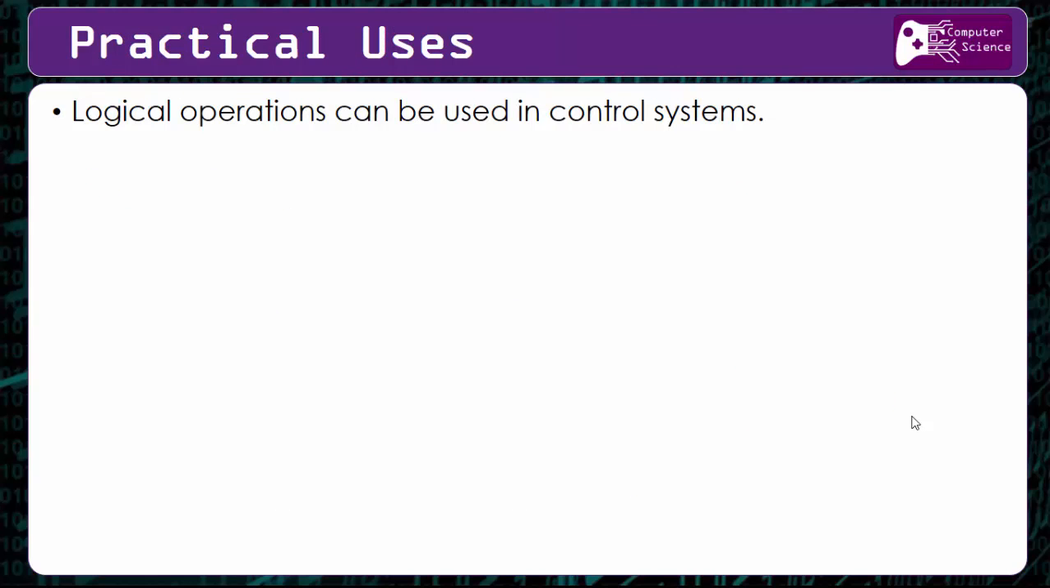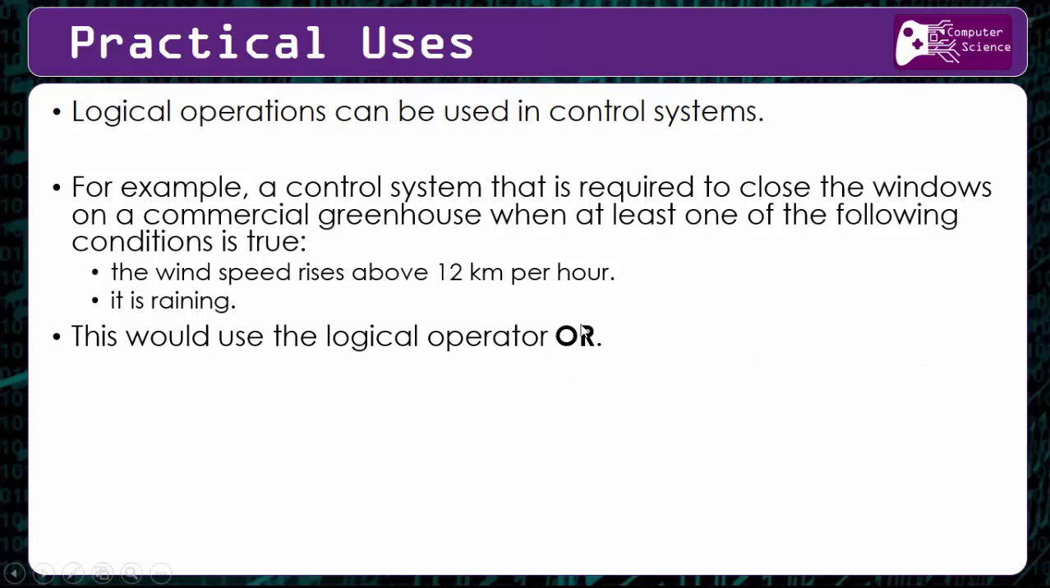So what's the point in this, I hear you asking? There are practical uses for this. So logical operators can be used in control systems. So if we look at how an OR could be used, it might be that in order to close the windows on a commercial greenhouse, one of the following conditions has to be true. So if the wind speed is over 12 kilometers an hour, then the windows have to be closed, and also if it's raining, then the windows need to be closed. So it doesn't have to be both, it can be either or.